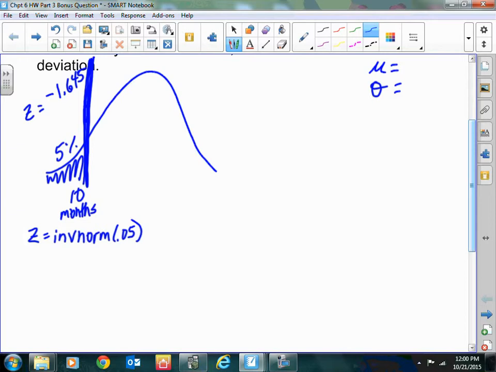But you could write one equation out with those two variables, and it would look like this. Here's your z equals, what's the x for this location? 10 months minus the unknown mean, over the unknown standard deviation. Okay, so there you go, one equation. Now, let's do the other equation.